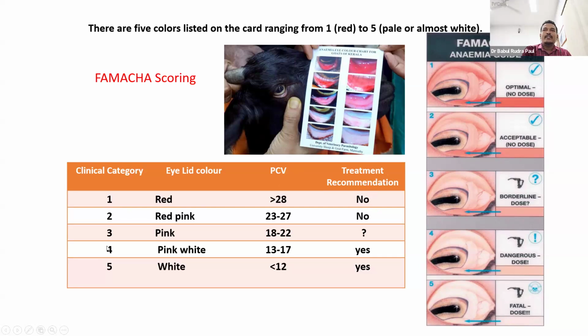Subsequently, if we check the mucous membrane in the pink and white categories, we should give the treatment. That means we can suspect there is involvement of Haemonchus along with the other clinical signs. If it is matching, then we can think of it, but it does not mean that a Famacha match is a parasitic infestation. That is indicating only the anemia level.